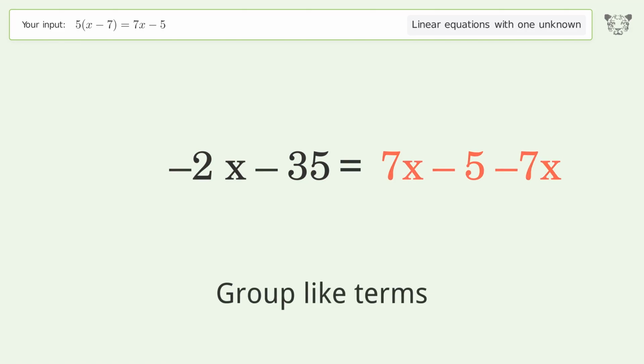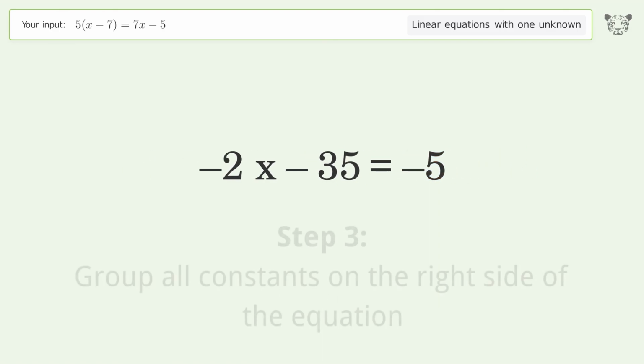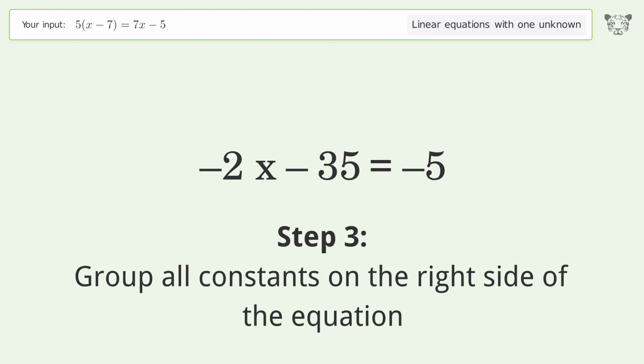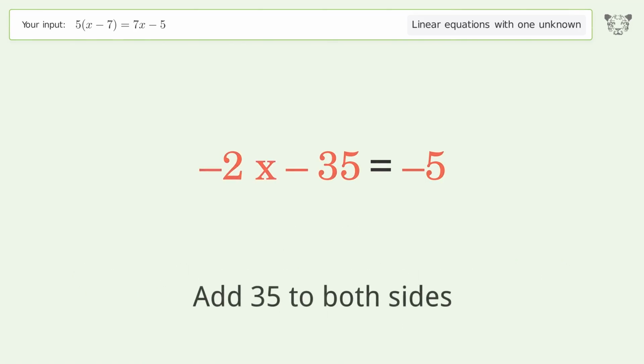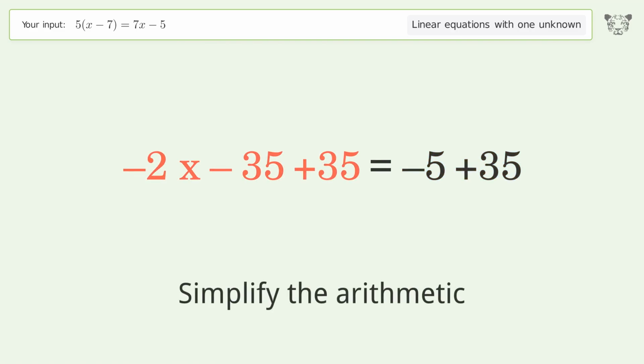Group like terms. Simplify the arithmetic. Group all constants on the right side of the equation. Add 35 to both sides. Simplify the arithmetic.